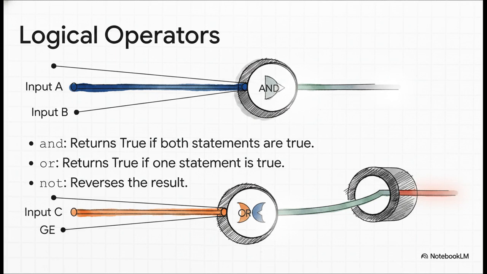But what happens when one question isn't enough? That's where our logical operators come in. And, or, and not are the tools we use to combine the answers to multiple questions, allowing us to build a single, complex, and incredibly precise condition. This is how sophisticated logic is born.